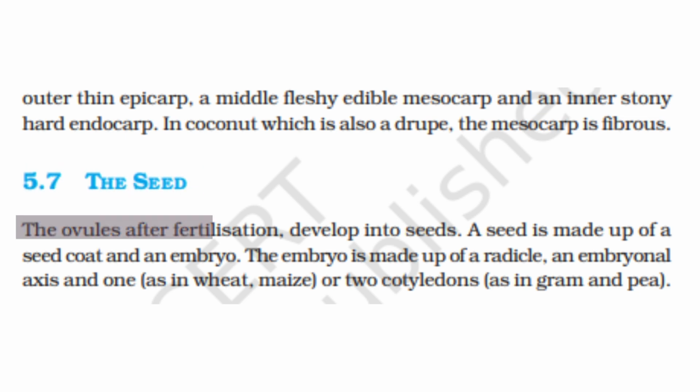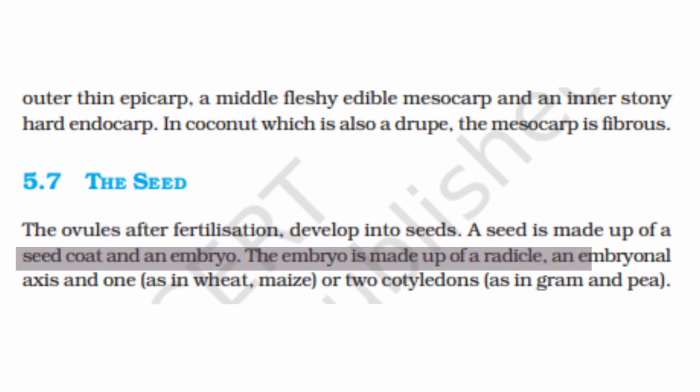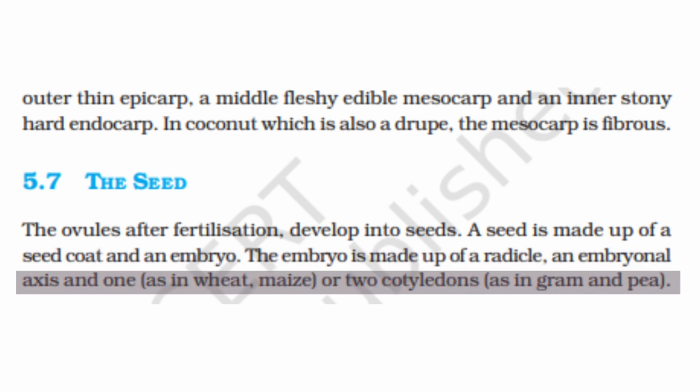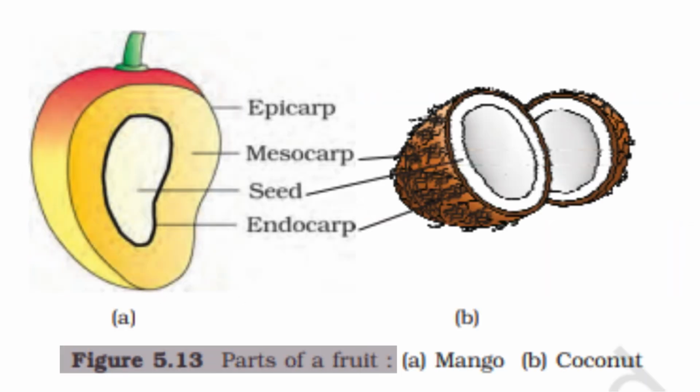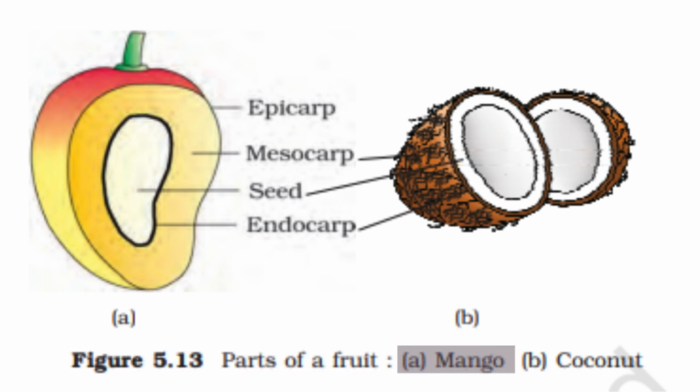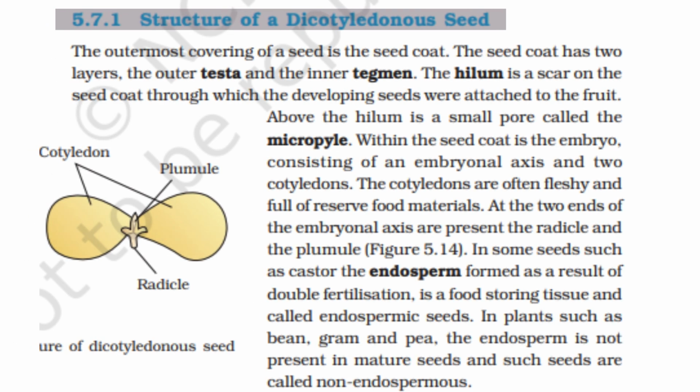The seed. The ovules after fertilization develop into seeds. A seed is made up of a seed coat and an embryo. The embryo is made up of a radicle, an embryonal axis, and one cotyledon, as in wheat and maize, or two cotyledons, as in gram and pea. Figure 5.13 Parts of a fruit: A. Mango, B. Coconut. Structure of a dicotyledonous seed.